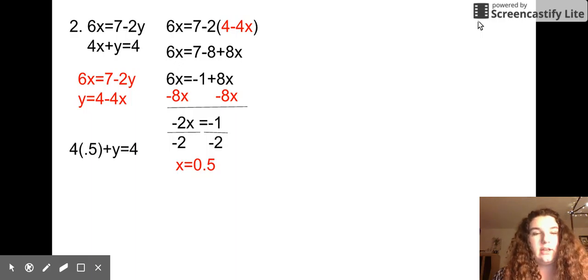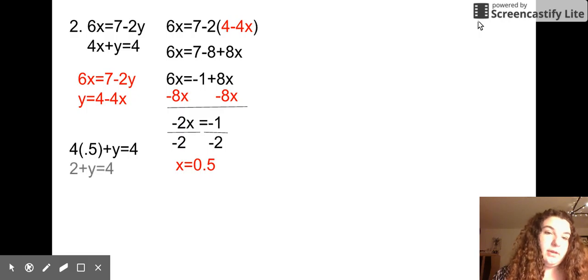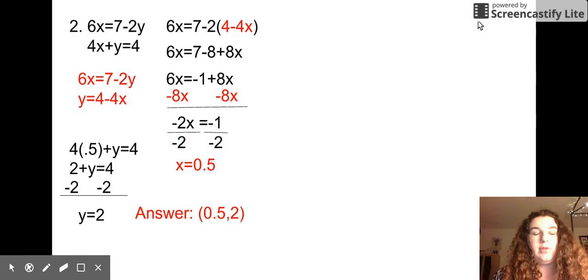Then you're going to have to plug it into one of the original equations. So I did 4x plus y equals 4. So I did 4 times 0.5 plus y equals 4. So you have to multiply 4 times 0.5, and you'll get 2 plus y equals 4. Then you take away 2 from both sides, and you will get y equals 2. Then you have to put them in an ordered pair, so you get 0.5 and 2.